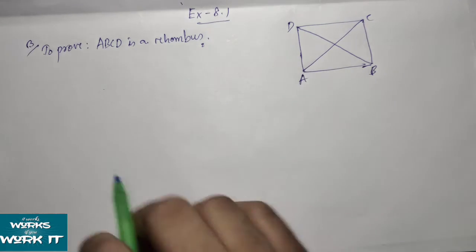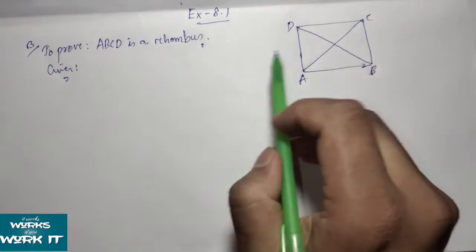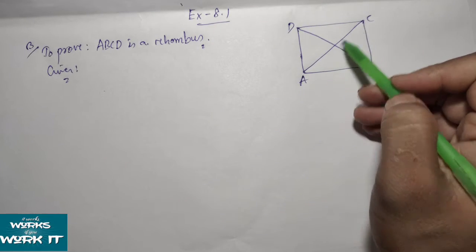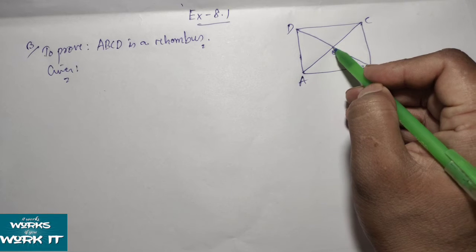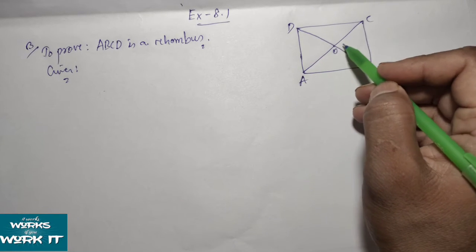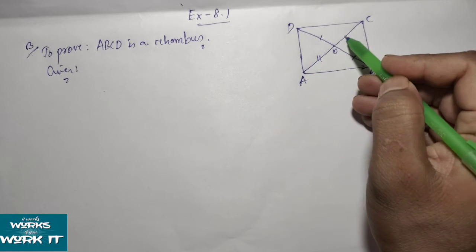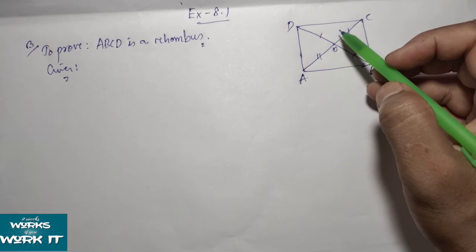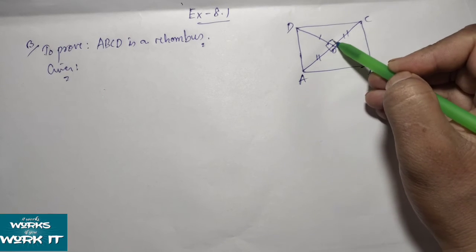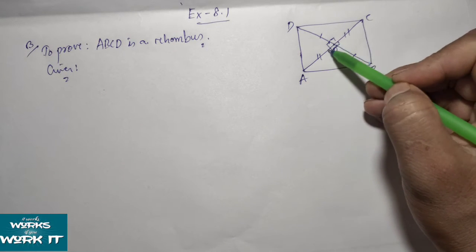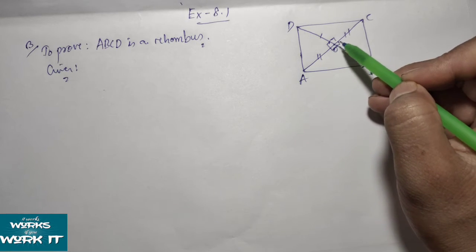Now, what is the given part here? The diagonals are intersecting at O, and they are bisecting each other. That means OD is equal to OB and AO is equal to OC. And after bisecting, they are making 90 degrees, that means a right angle. Everywhere it is a right angle. How many angles are there here? Four angles, and every angle is a right angle, that means 90 degrees.